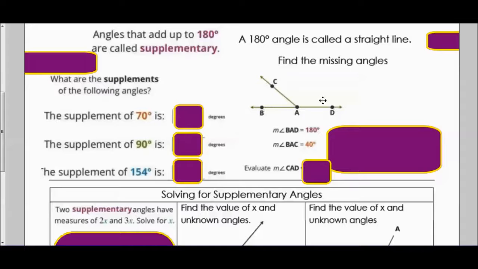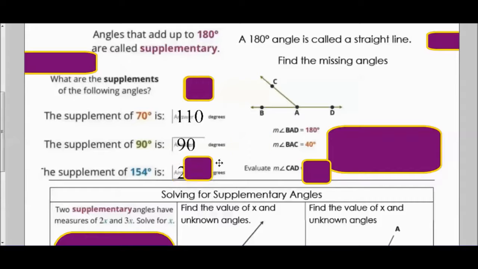That's 180 degrees. So here I'm asked what the supplements of these angles are. It's basically asking what angle with that would add up to 180 degrees. So you can subtract this from 180 to find the remaining part of the straight line that would form. So 180 minus 70 would give us 110. 90 subtracted from 180 would give us 90 again. Those are congruent angles. And 154 subtracted from 180 would give us 26.